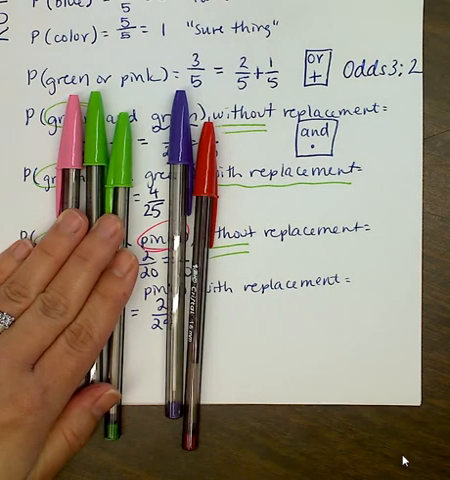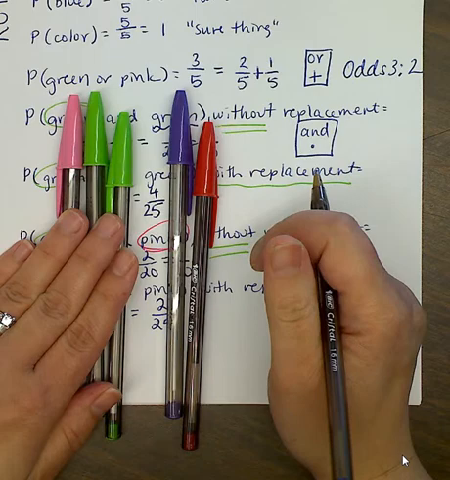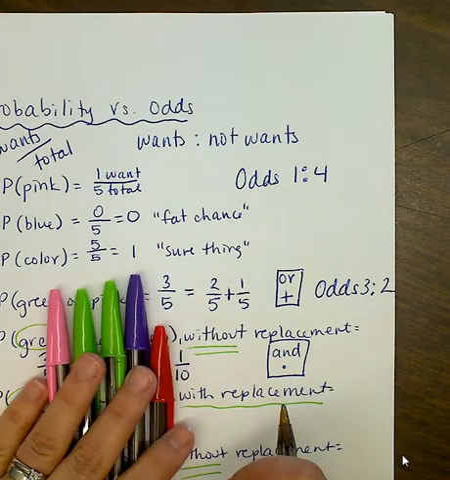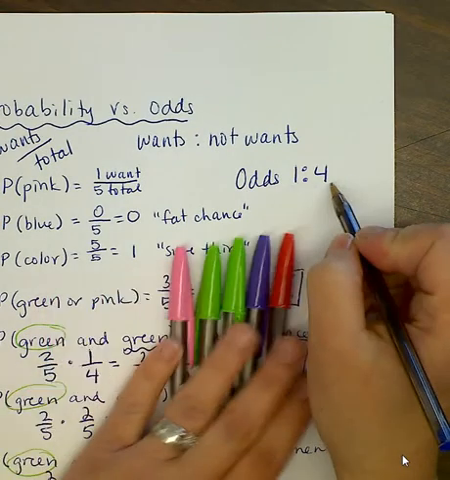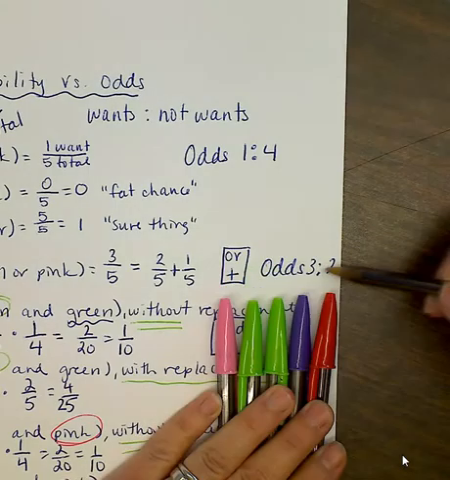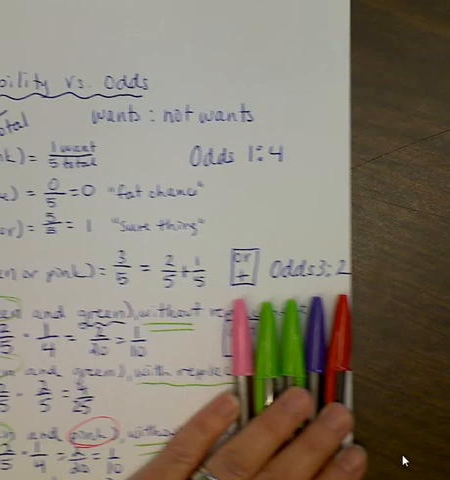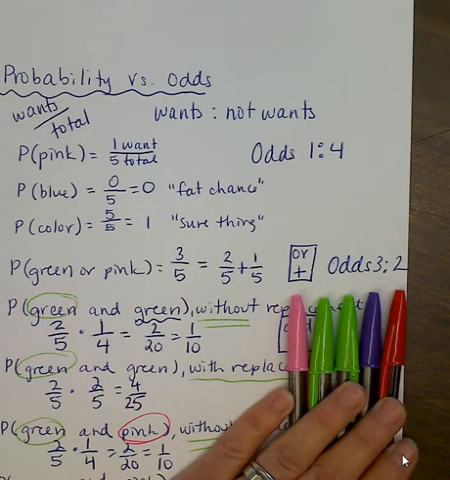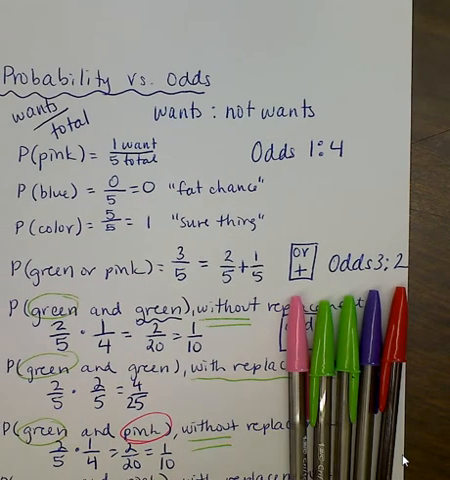I want you to notice if you take the numbers that you use in odds and you add them together, you will always get the total of the number of items in your sample space. So whereas probability is wants over total, odds is wants as it compares to not wants.